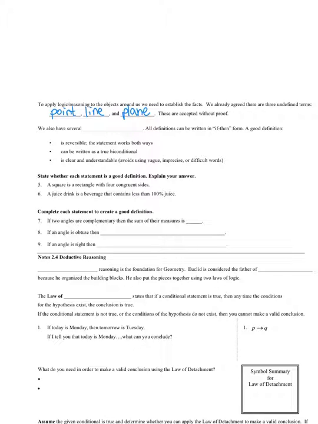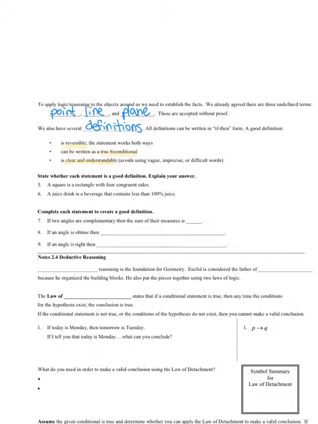We also have several definitions. All definitions can be written in if-then form. A good definition is reversible. It can be written as a true biconditional, and it's obviously clear and understandable, right? If you're going to define something, we need to know exactly what it's referring to and be able to quickly determine if something follows that definition or not.